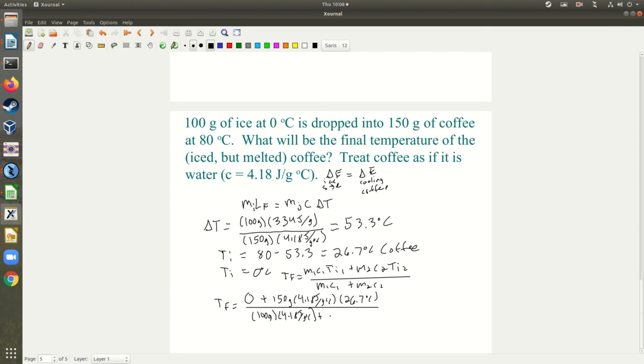And there's one other thing I need to do here. Plus 150 times 4.18 joules per gram degrees Celsius. Since they're both actually water, I can cancel the 4.18 throughout the whole thing because both substances in this case are water. So that makes my life a little bit easier. So let's just do 150 times 26.7, and then I divide that by 250, and I get roughly 16.